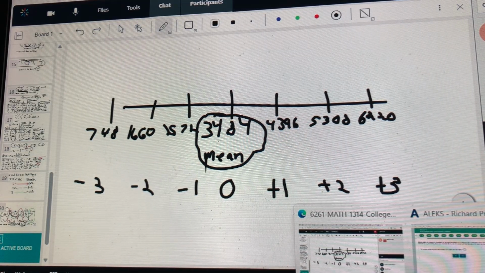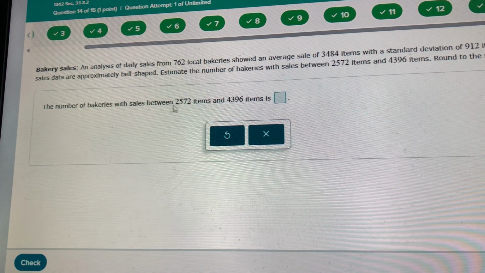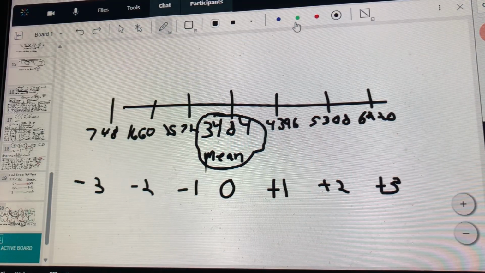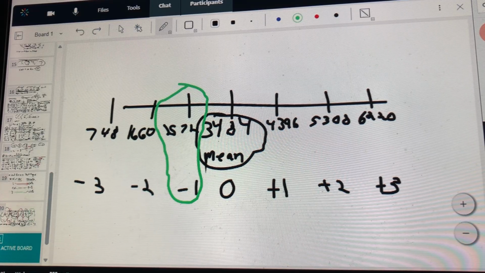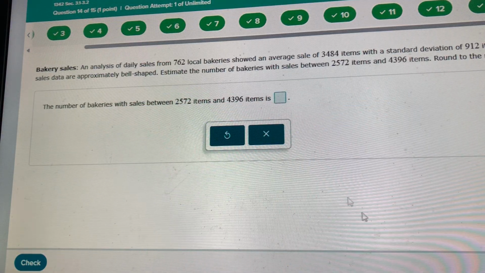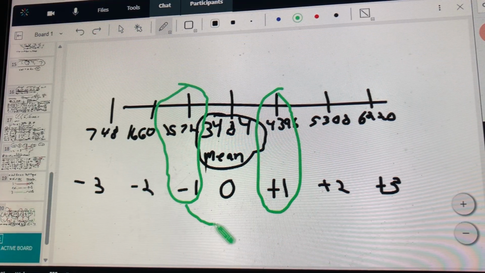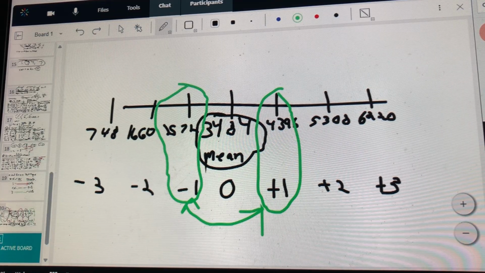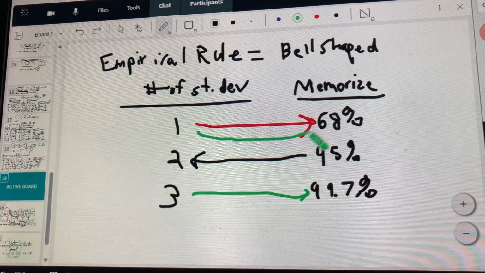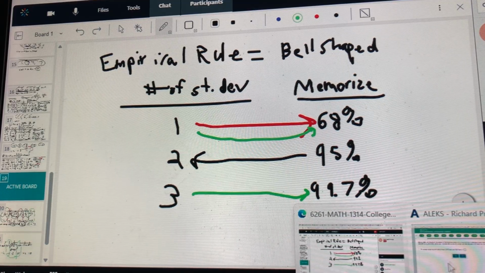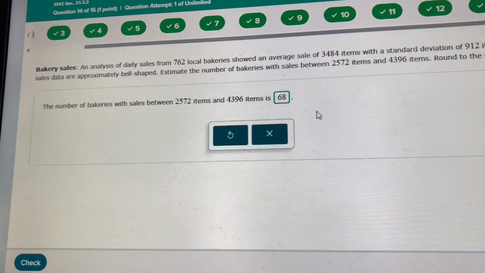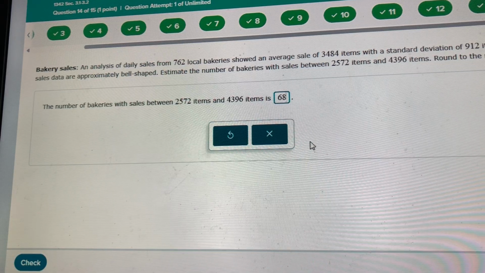The question will say between two numbers, and hopefully both numbers are either at the 1, the 2, or the 3 place. So between 25.72, that was the -1 number. Between 25.72 and 43.96, 43.96 is the +1. So I'm between the -1 and the +1. That's 68 on the chart. 68% is when you're 1 away each way. As long as it says between, which all your problems have said between. 68%. Okay, wait. So there's one extra step to this problem.